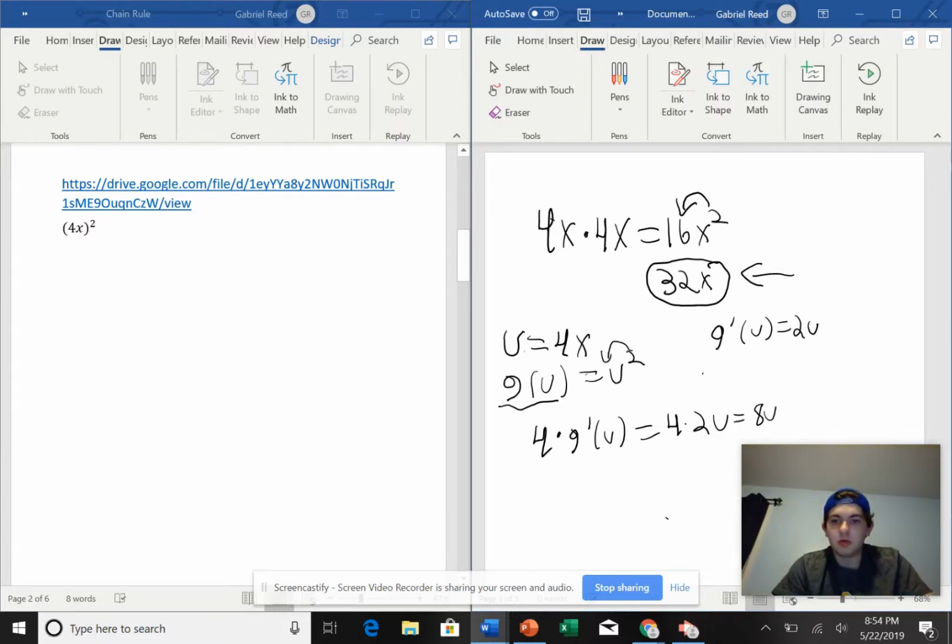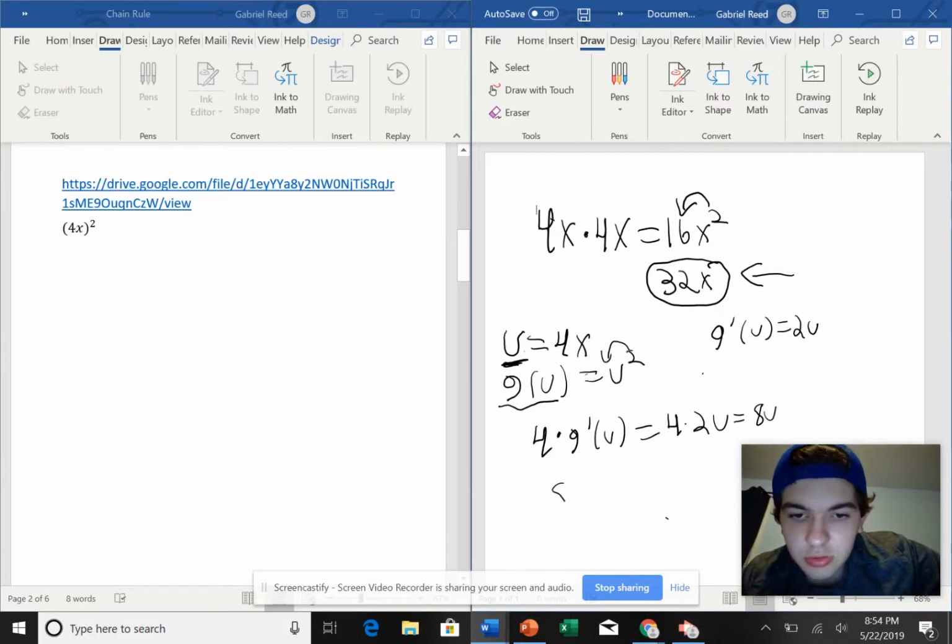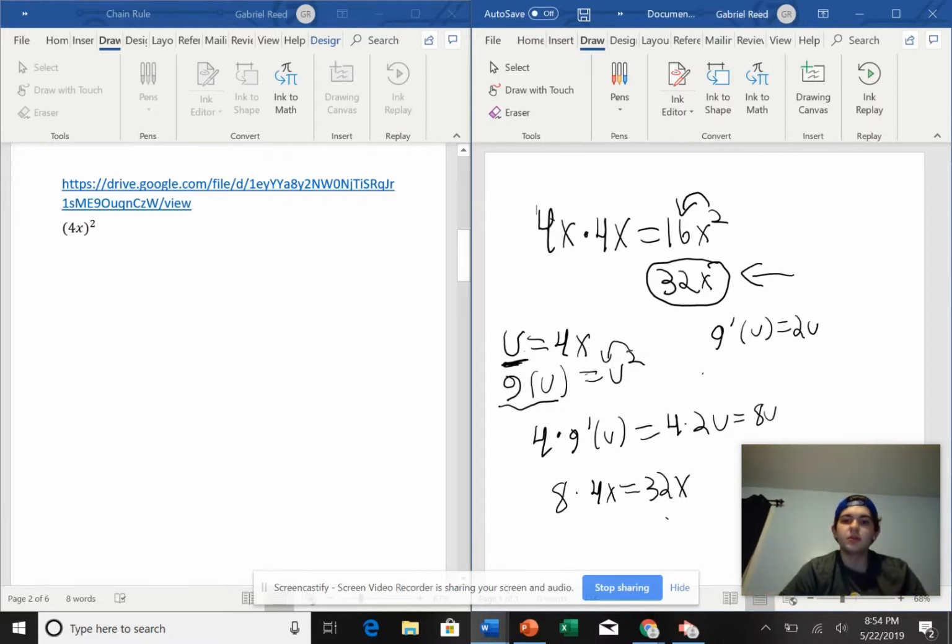So what do we do? We only have a u value remaining. Well, we already know what u equals because we set that up originally. We said u equals 4x. So I'm going to do 8 times 4x, and that will be 32x, which is what we got earlier. So just like I said, with the chain rule, you simply multiply the derivative of the inner function you create and the derivative of the outer function you create.